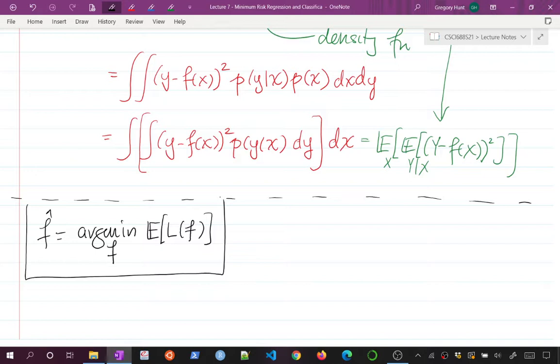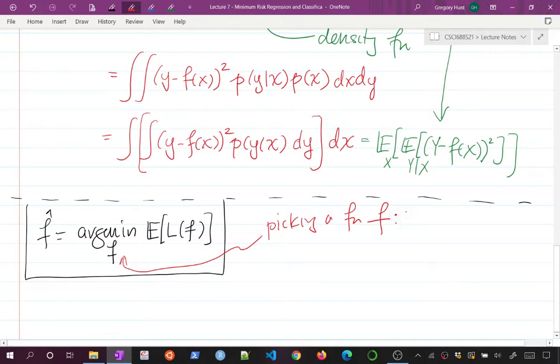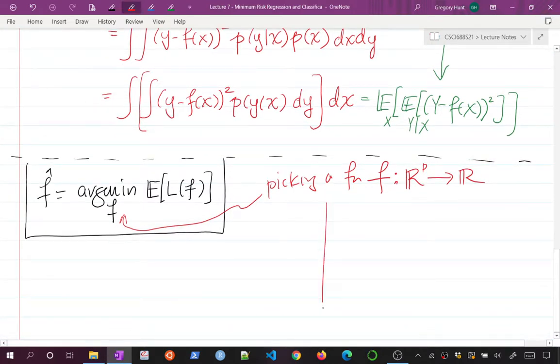And what does that mean? We're picking a function f, and f is just some real valued function. This is nothing fancy. In general it could be R^p to R, but you can think of it just as a real valued function, so p is equal to 1. We're searching over all these different functions. I'm being a bit vague on exactly what we're searching over, but it's this whole space of functions, and we're trying to minimize this quantity.